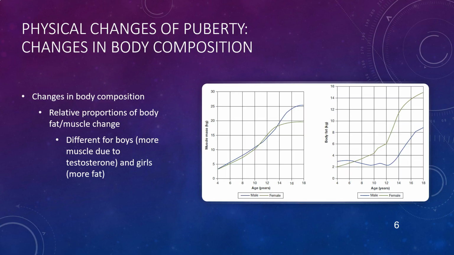All right, we also see changes in body composition in terms of relative proportions of body fat and muscle. And it's different for boys and girls. Boys tend to, and you can see here, increase during puberty their proportion of body muscle compared to girls. And girls tend to increase their relative proportion of body fat.